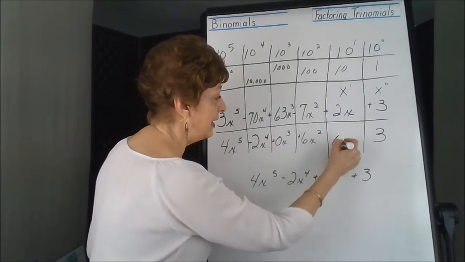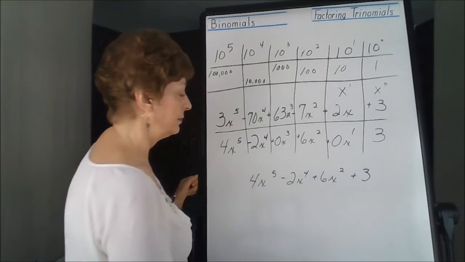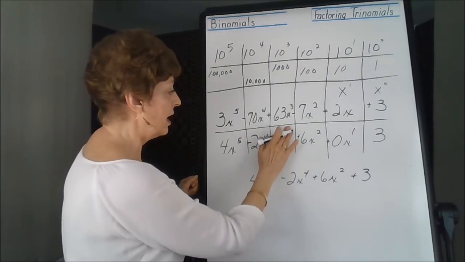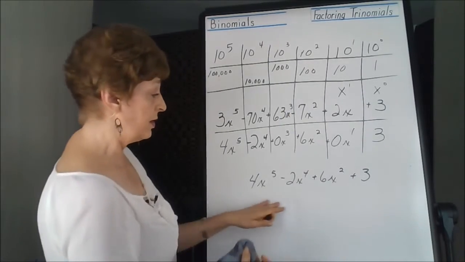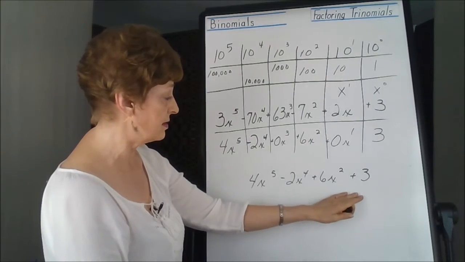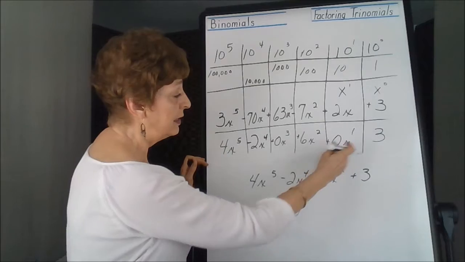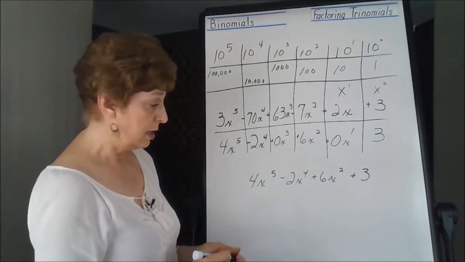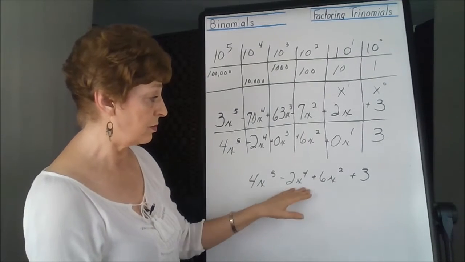So we don't have anything in this column either. So sometimes these columns are skipped altogether, and your equation or your polynomial just looks like this. But this is the actual place value, where every single column is accounted for. And if we've got a skip, that is sometimes just not shown.